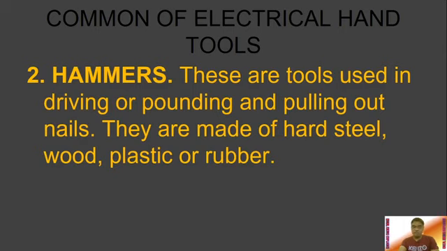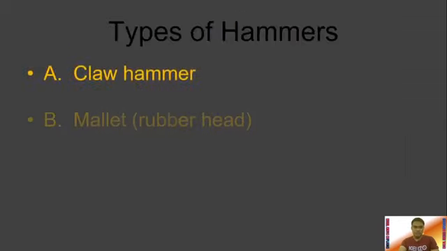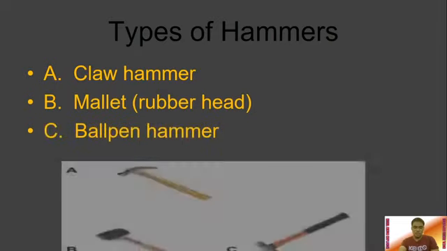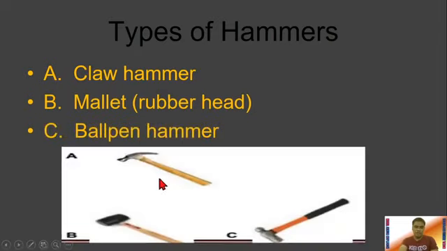Hammers are tools used in driving or pounding and pulling out nails. They are made of hard steel, wood, plastic, or rubber. So we have these three common types of hammer that are usually used in electrical work. We have the claw hammer. So this is our claw hammer. Then we have also the mallet and the ball peen hammer.